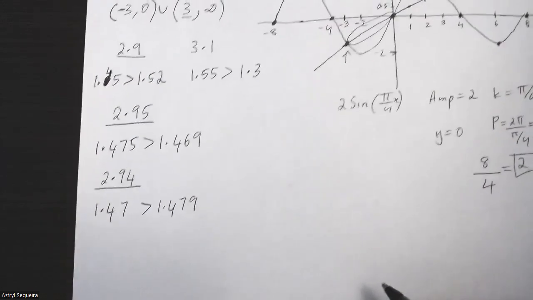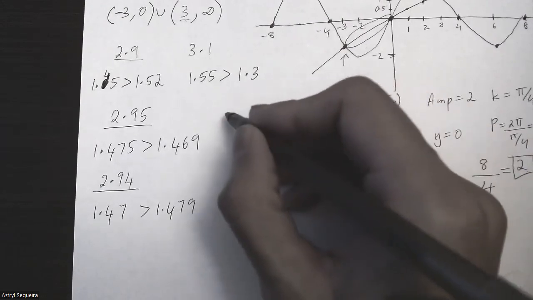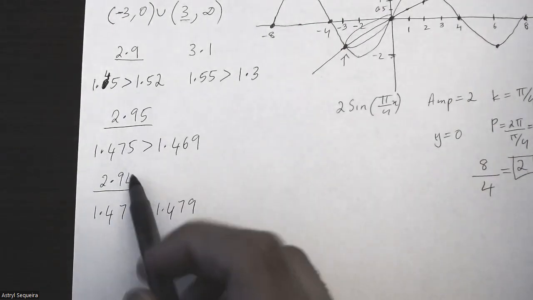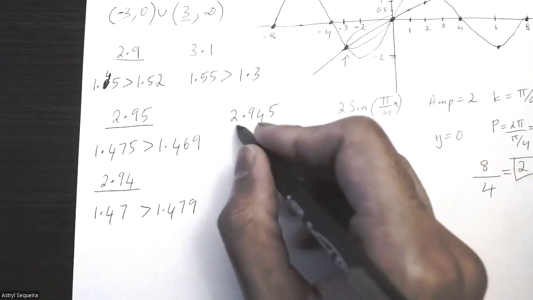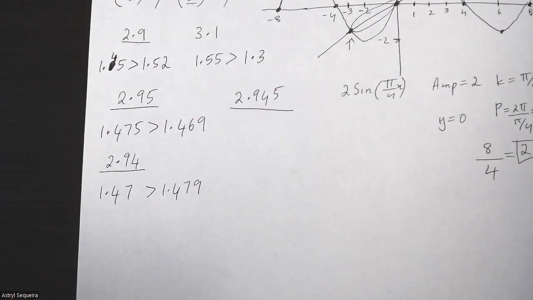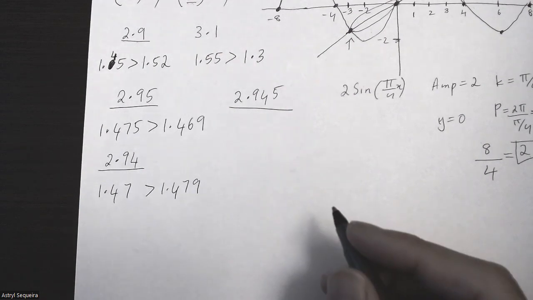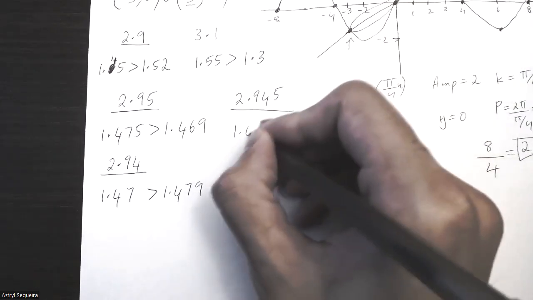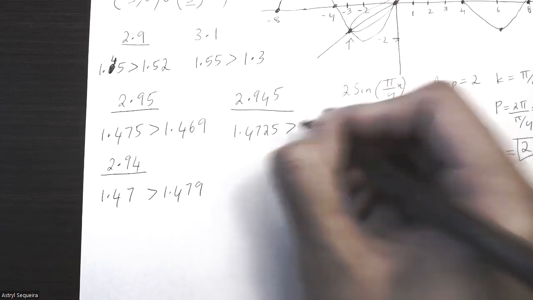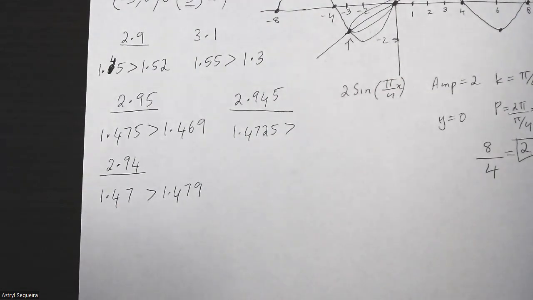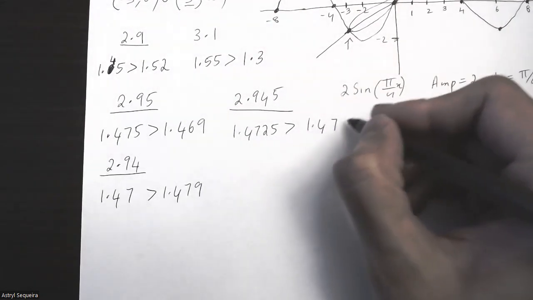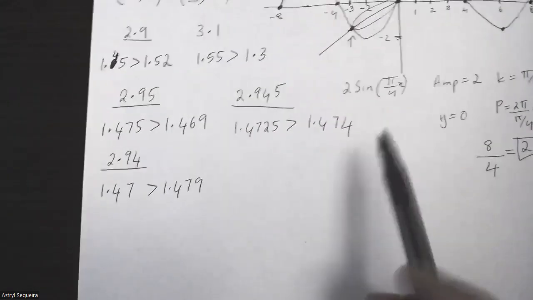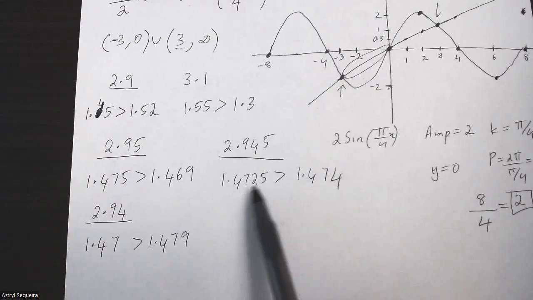If you want to go even more accurate and go to 3 decimal places, you can test something directly in the middle of these two. For example, you can test 2.945. If I sub in 2.945 in the first equation, I get 1.4725, and if I sub it in the second equation, I get 1.474. So these are even closer, and I think this is honestly close enough.